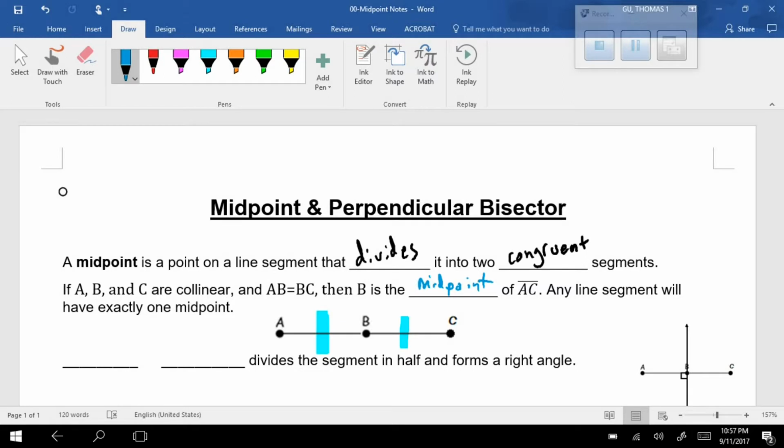Any line segment will have exactly one midpoint, y'all. Obviously, it doesn't make sense if there's two midpoints of something because there's only one middle of a line. There can't be two middles. All right, next one.